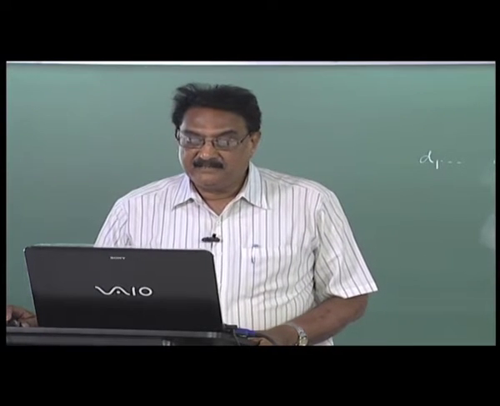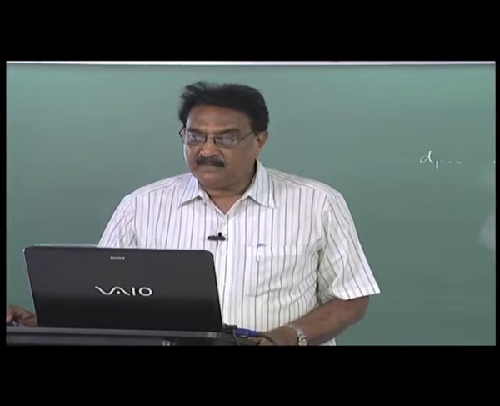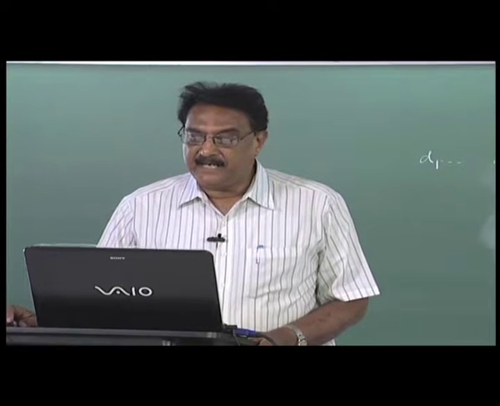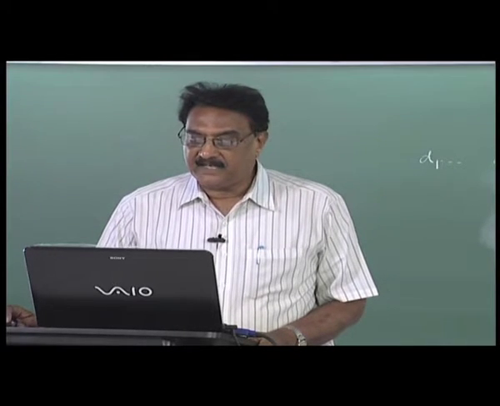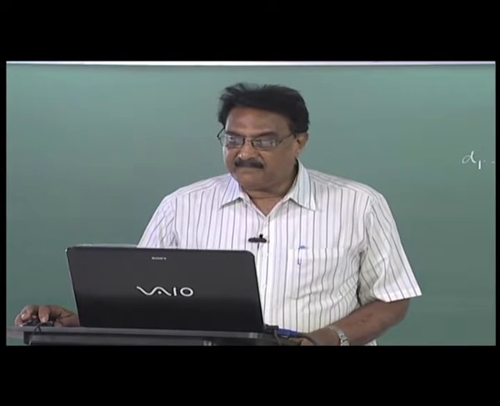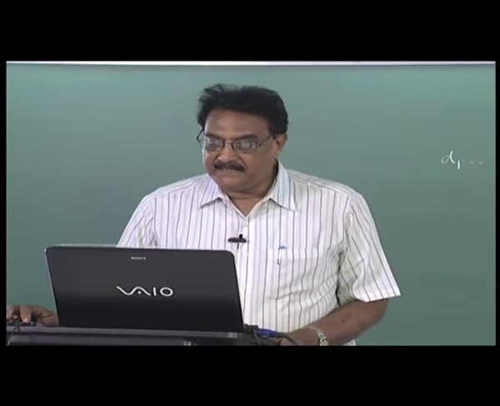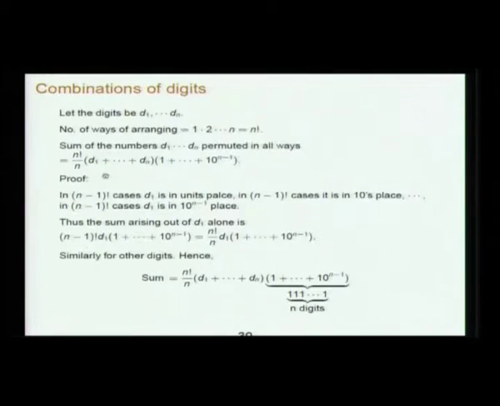This is the first time such a thing is discussed. The product of the arithmetical series beginning and increasing by unity and continued to the number of places will be the variations of the number with specific figures. That divided by the number of digits and multiplied by the sum of digits being repeated in the places of figures and added together will be the sum of permutations. So, the sum of all the numbers generated by these permutations is what is given in this verse.